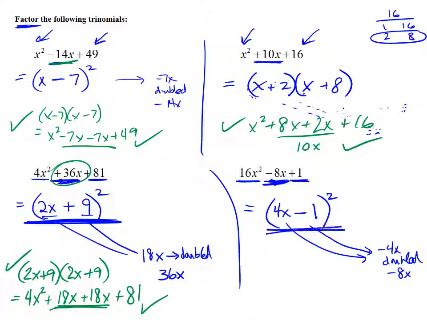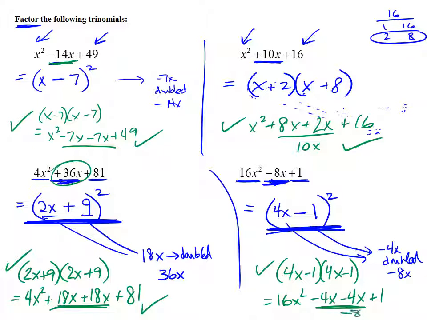So that looks like it's my answer, but always do a thorough multiplication to make sure. 4x minus 1 times 4x minus 1 is 16x squared minus 4x on the outside minus 4x on the inside, and then negative times a negative is a positive 1. These two terms in the middle add up to negative 8x, which is what I wanted. All those signs are good, so I'm good. That checks.